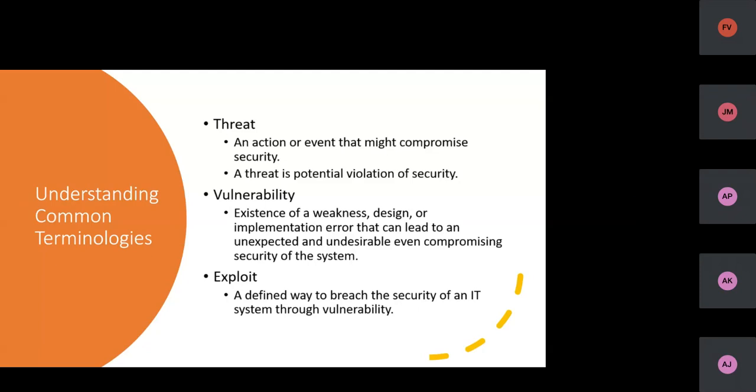Okay, the next thing is vulnerability. Vulnerability is the existence of a weakness. It's like saying I'm vulnerable to something. Like, she's vulnerable to that, or it is vulnerable to that. It means there is an error, or there is something that we can exploit.